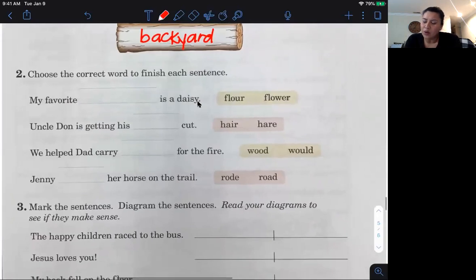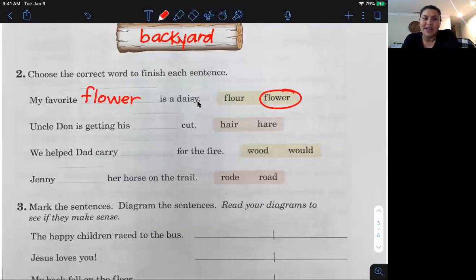Okay, choose the correct word to finish each sentence. So it's giving you two. But remember, these are the words that sound exactly the same, but they're spelled different and they mean something different. My favorite flower is a daisy. Are we talking about flour that we use in baking? Flour? Or are we talking about a flower like a rose, a daisy, a sunflower? Yes, it's going to be this one. Flower. So you'll circle it and then you'll write it in the blank.